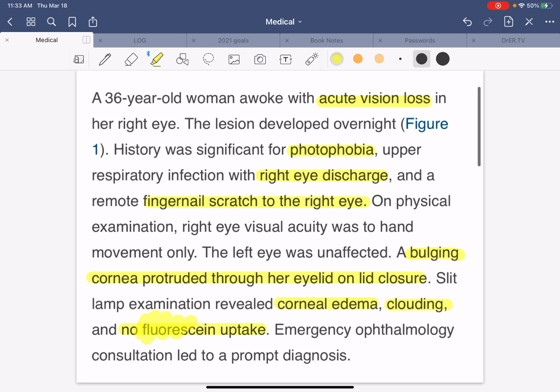Fluorescein is a dye that is placed on the eye to reveal the presence of a break in the superficial layers of the eye. When it reacts with the basement membrane of the eye, it produces a different light color when it's lighted up with UV light. So when we do fluorescein staining, we can see scratches in the eye that would be invisible to the naked eye. Emergency ophthalmology consultation led to prompt diagnosis. So we called somebody who knows what they're doing, and we came up with the diagnosis.